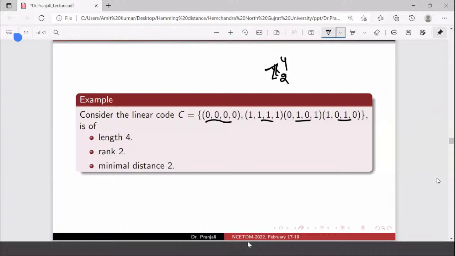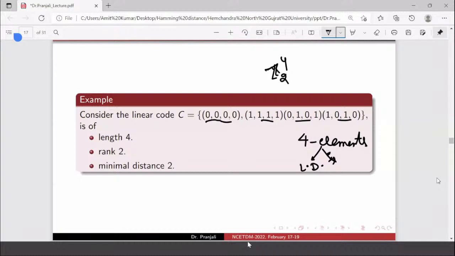Z to the power 4, and each is of length 4, and there are 4 code words. It means this subspace consists of 4 vectors, because we are talking about a vector space. So these are 4 elements. Since this is a subspace, they cannot be a linearly independent set, because the 0 vector will be there.